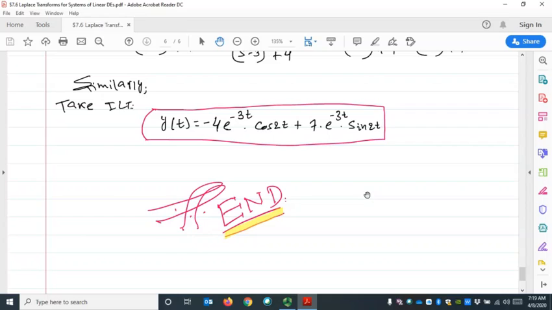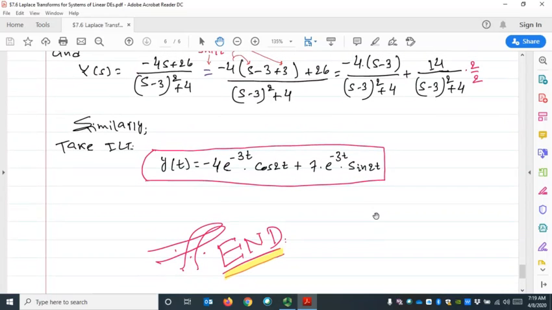So great. We finished this system of linear differential equations using Laplace transforms. Thank you.